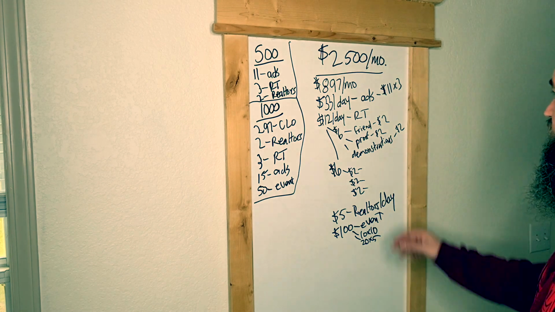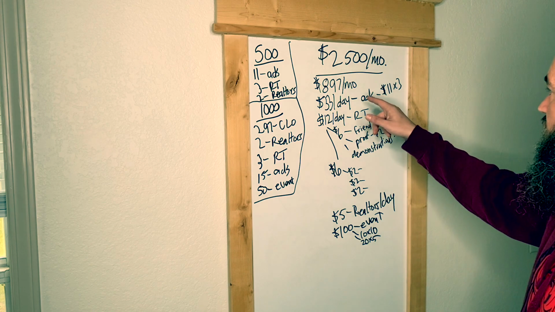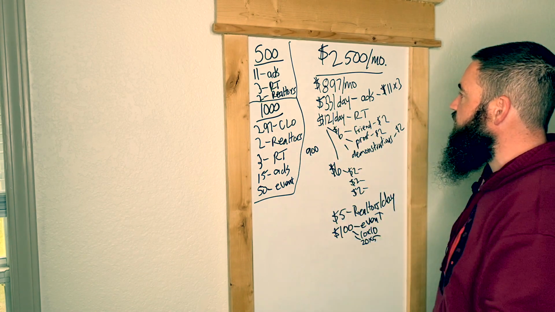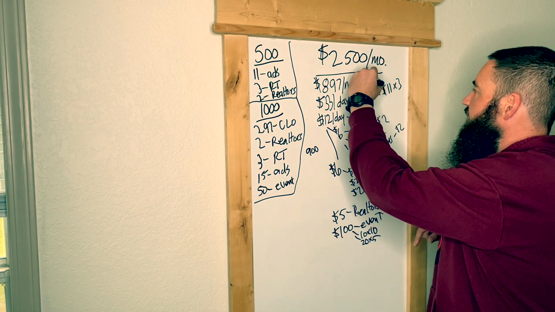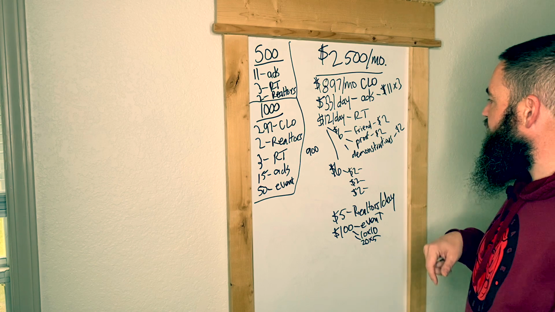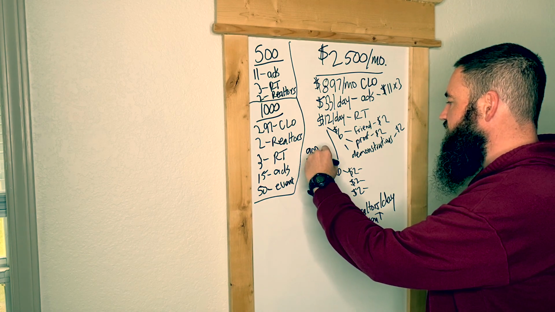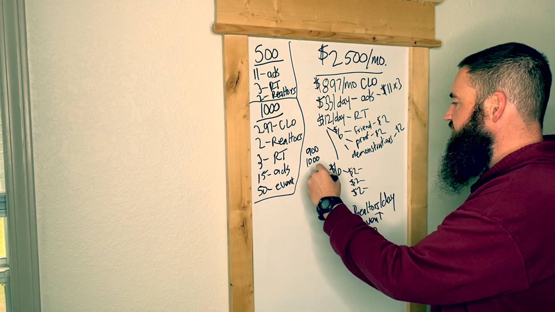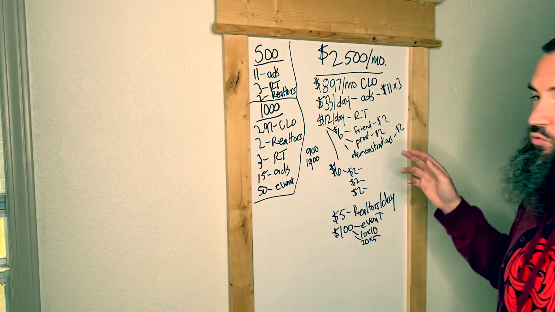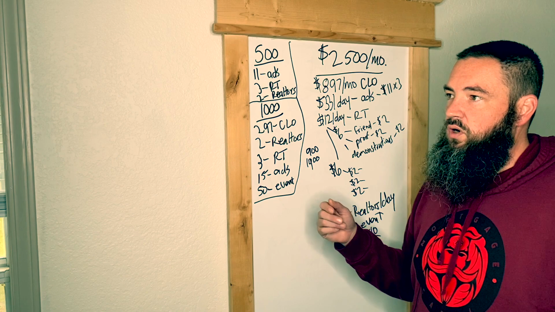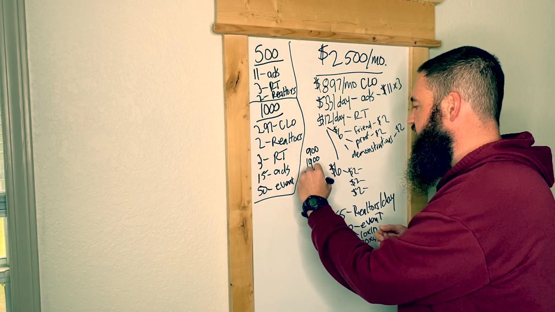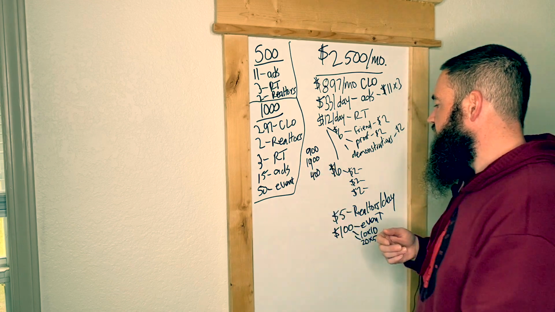Okay, so let me just make sure I've got everything here. Let's just add it up. We have $900 a month for Complete LO. We've got $33 a day for ads, so let's just call that $1,000. So now we're at $1,900. We've got $12 a day on retargeting, so it's going to be maybe $400, in that range. Let's call it $400.